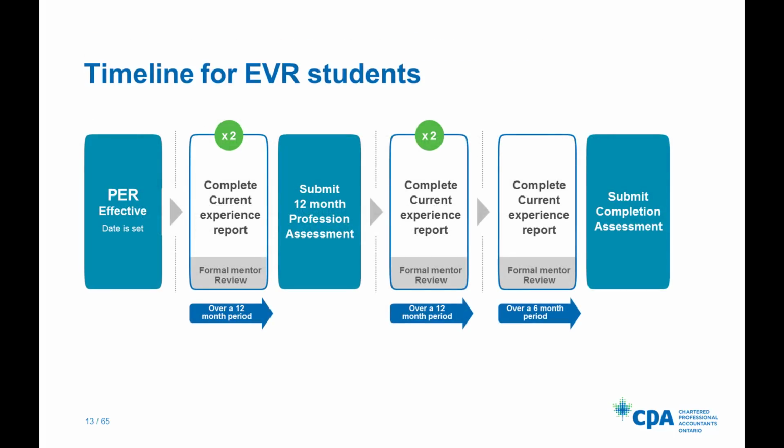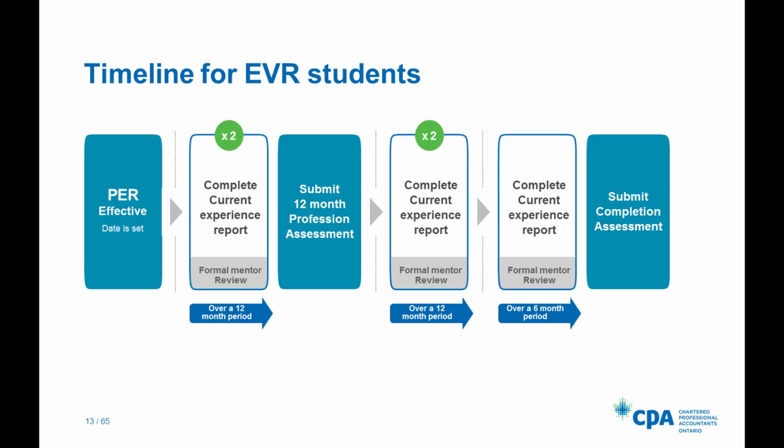This timeline is what to expect for an average experience verification student. First, their PER effective date must be set. Remember, your mentee must have an approved pre-assessment and have declared you as their mentor in PERT before this date can be confirmed. Within 6 months after their PER effective date, students should create a current experience report, submit it for verification, and meet for a mentor review. They need to do this twice within their first 12 months. This way, they will be up to date and on track to submit their 12-month profession assessment.